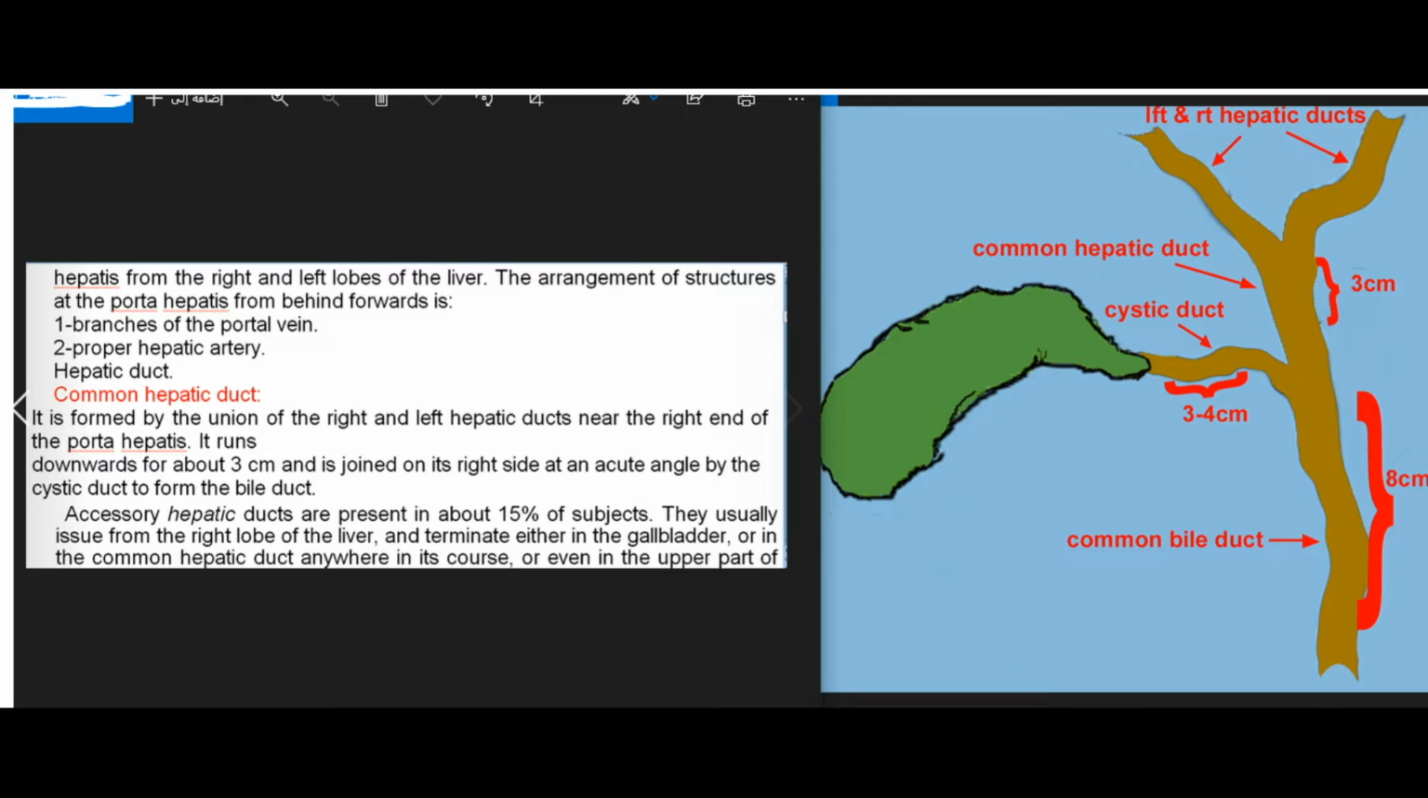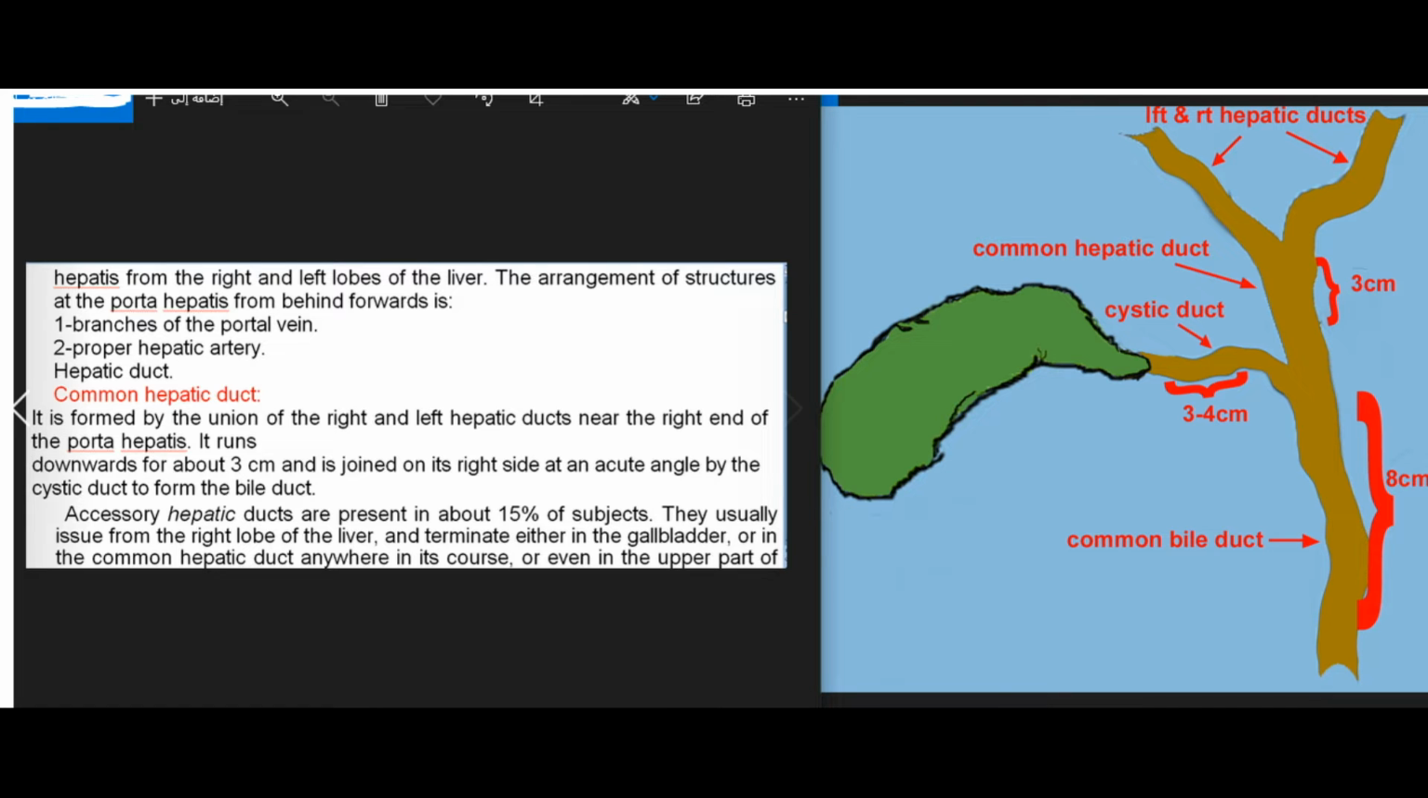Common hepatic duct. It is formed by the union of the right and left hepatic ducts near the right end of the porta hepatis. It runs downwards for about 3 cm and is joined on its right side at an acute angle by the cystic duct to form the bile duct.